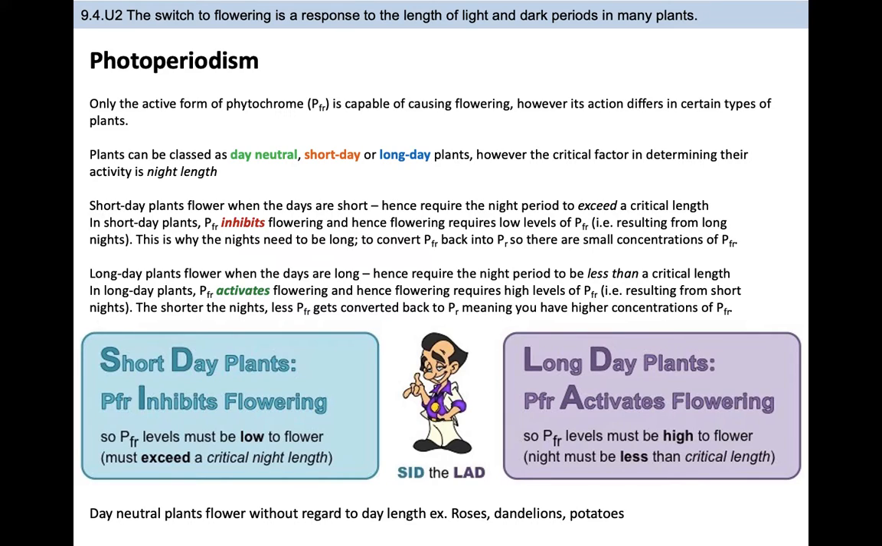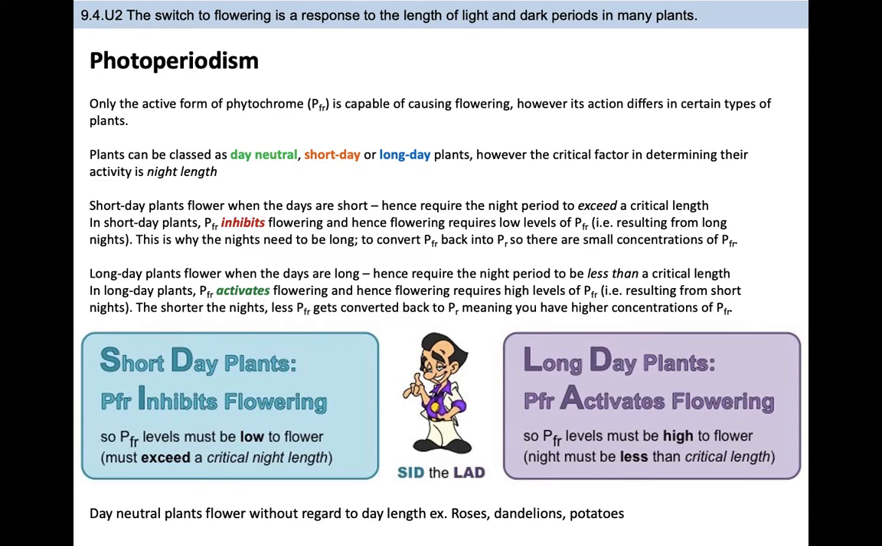So when days are long, the short day plants will not flower, because during long days, you're going to create more far red phytochrome, and this will inhibit. So for these plants to flower, they actually need long nights, because we know in the nighttime, the far red will get converted back into red, and it's the phytochrome red that will actually stimulate blooming.